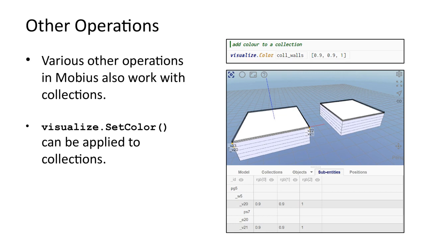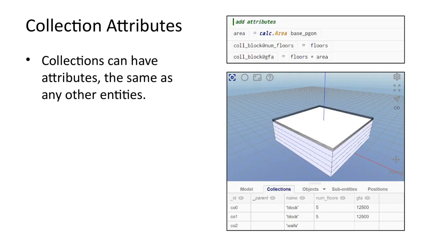Next, let's consider attributes on collections. Collections can also have their own attributes, just like any other entities. The ability to create semantic attributes that relate to the whole collection can be very useful. In the example, we add 2 attributes to the block. The first attribute specifies the number of floors in the block. The second attribute specifies the gross floor area of the block. Semantically, these attributes make more sense when they are attached to the whole block rather than to individual polygons.